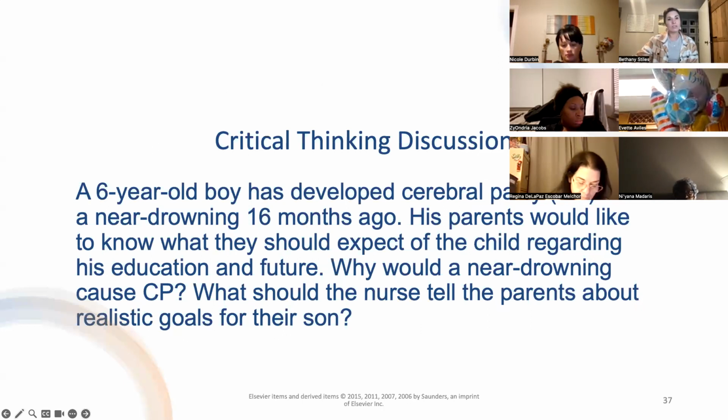So here we have a 6-year-old boy with cerebral palsy from a near drowning experience 16 months ago. His parents would like to know what they should expect of the child regarding his education and future, and why would a near drowning cause cerebral palsy? What should the nurse tell the parents about realistic goals for their son? So let's start with why a near drowning might cause cerebral palsy.